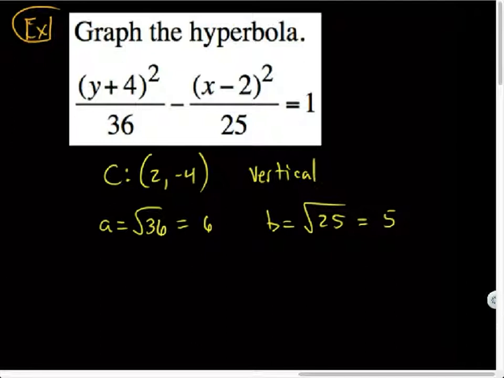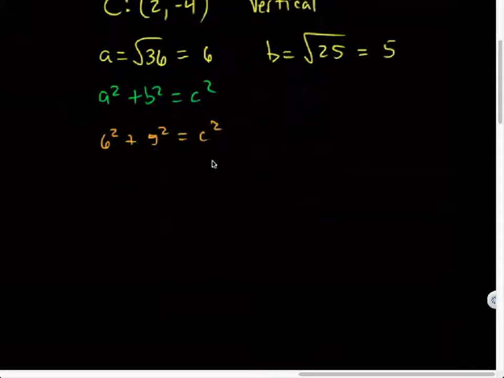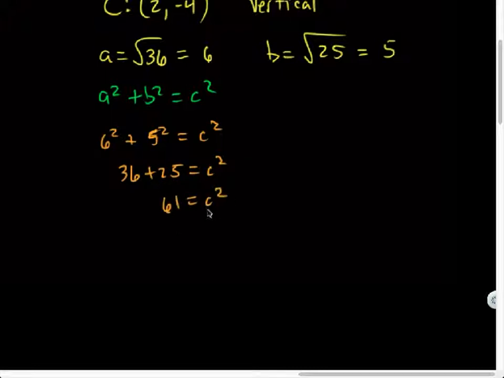And then to find c, I can just do the straight up a squared plus b squared equals c squared thing, plug in what I know, and solve for what I don't. So 6 squared plus 5 squared equals c squared. So 36 plus 25 equals c squared. 61 is equal to c squared. So c is equal to the square root of 61. And I don't believe I can break that down.